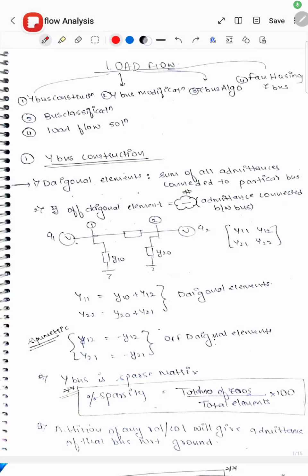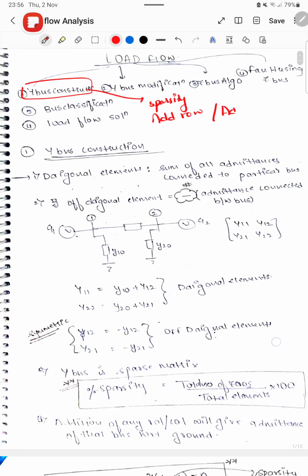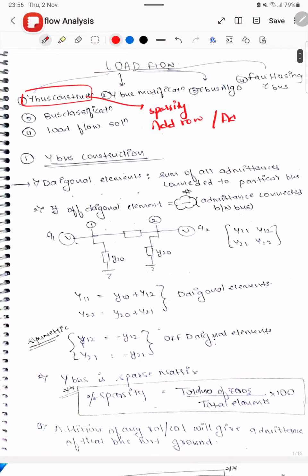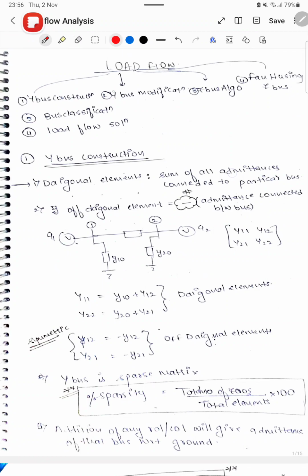So now we will do load flow analysis. In that, firstly we'll talk about Ybus construction. There we'll talk about sparsity, the addition of row, addition of columns rule. Then we will talk about the formula for number of transmission lines and so on. Then we'll talk about Ybus modification.